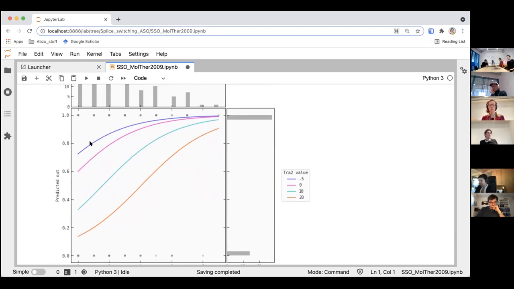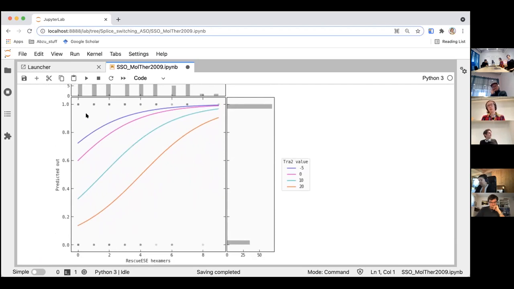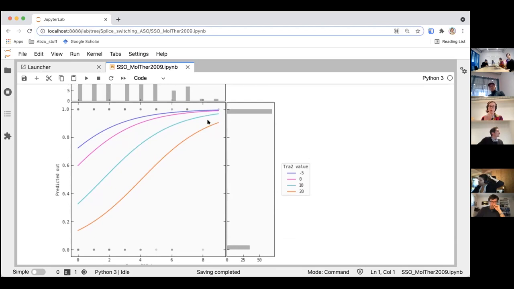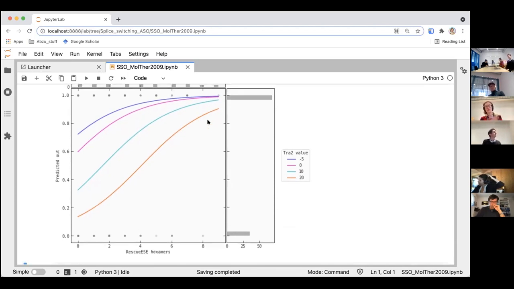And we can see that for very high values, almost all the compounds are predicted as effective. But as that number goes down, and as the hexamers go down, we predict the compound to be ineffective. But if we have compounds with a low TRA2 value, we can try and see if we can increase the hexamer count, put simply, at a different position on the exon, and then it could become more effective. But in general, the most promising approach is to find spots where you have these rescue ESE hexamers, and then you will have an effective compound.